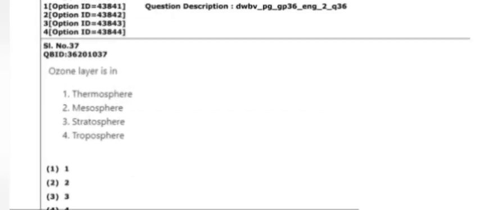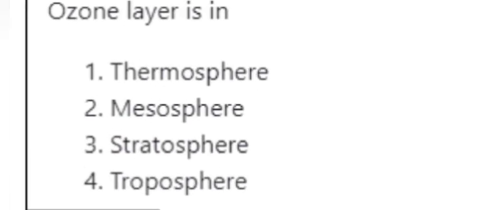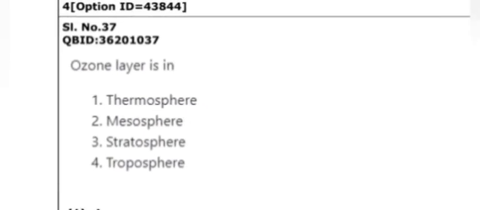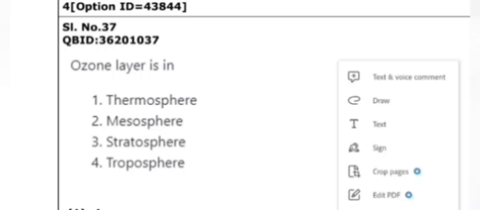Next, 37 says ozone layer is in what? Thermosphere, mesosphere, stratosphere, troposphere. It will be stratosphere.